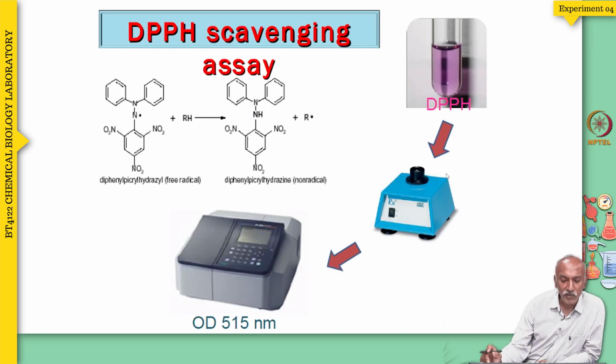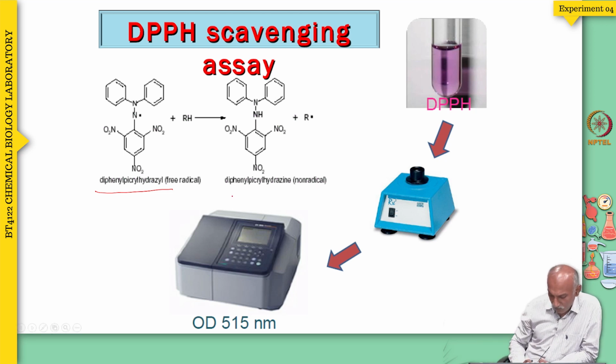This is the scavenging assay. This is basically diphenyl picrylhydrazyl, the free radical, DPPH, and you see the nitrogen is present. Because of the picryl group present, it is stabilized and it absorbs out a pink color. And when you go for the antioxidant property, it donates the hydrogen, leading to the formation of diphenyl picrylhydrazine, which is actually a non-radical. So this is the reaction of DPPH, and measurement of the OD at 550 nanometer needs to be done.